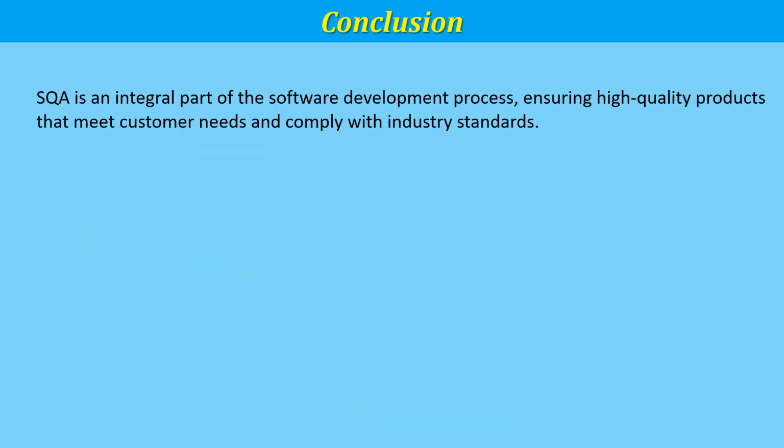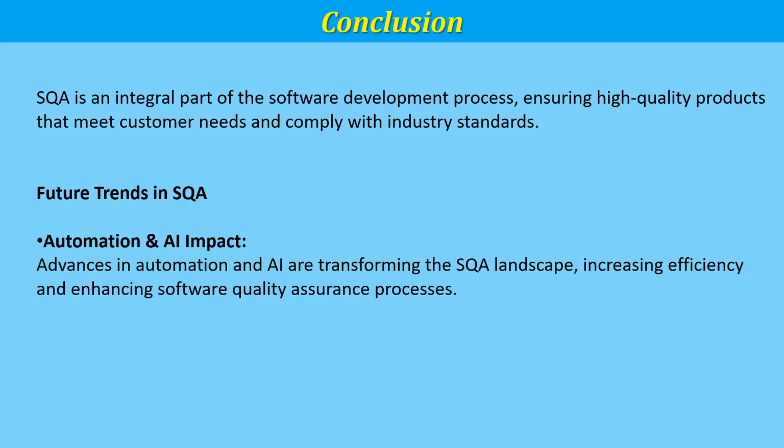Conclusion. SQA is not just a final check. It ensures quality at every stage of development, from planning through development and maintenance. Future trends in SQA. Looking ahead, automation tools and AI will play a crucial role in streamlining SQA, allowing for more efficient testing and quality checks. These advancements will continue to improve software quality while reducing human error.